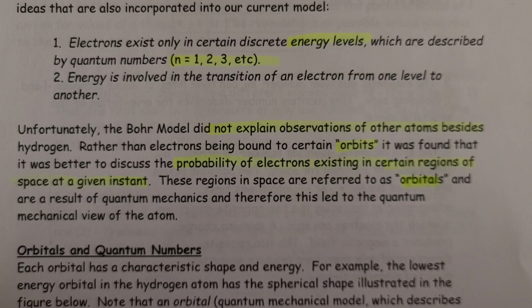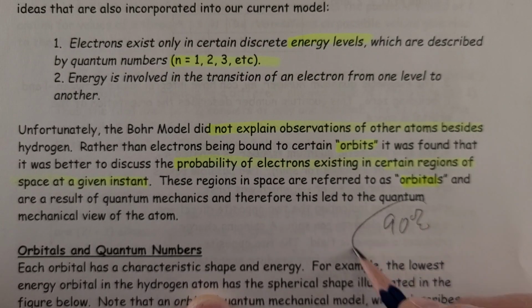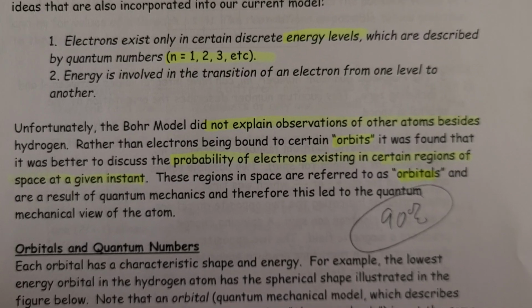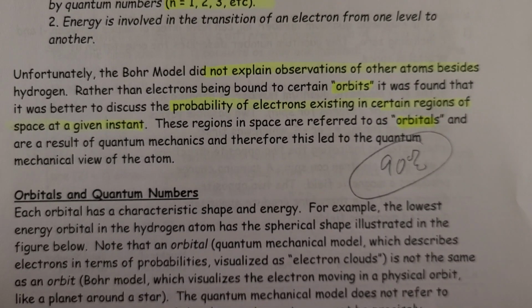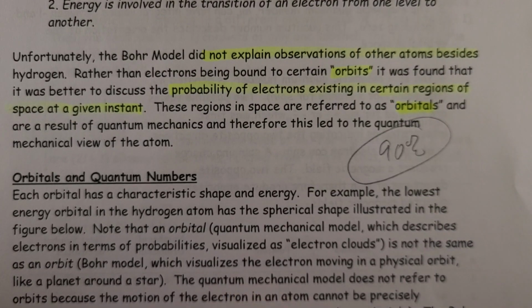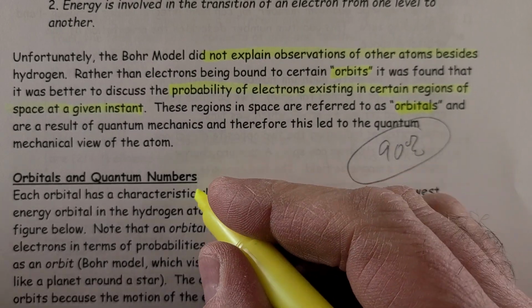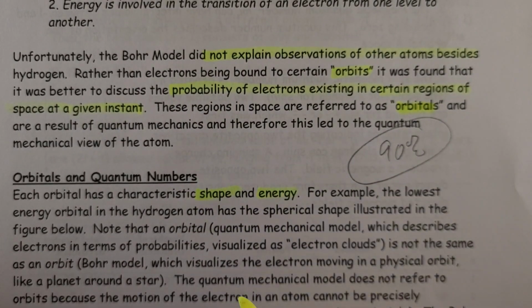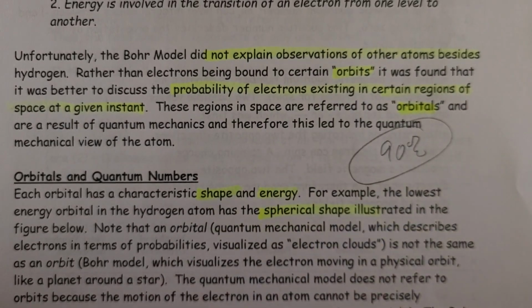Since we can't say precisely where an electron is, we have these regions, and quite often we will be talking about where we will find them in a specific region approximately 90% of the time. Just like in a classroom during the week, at a certain time you may be in a certain classroom. Usually, hopefully better than 90% of the time, but that's how that works. So with orbitals and quantum numbers, each orbital has a characteristic shape and energy. For example, the lowest energy orbital in the hydrogen atom has a spherical shape, as we'll see.